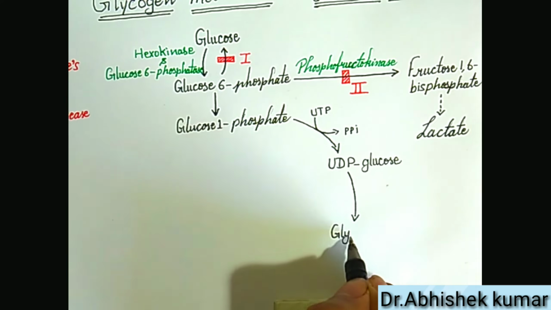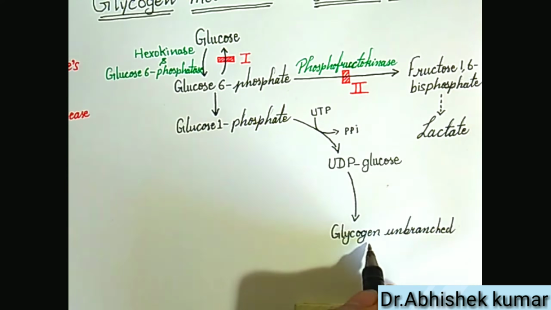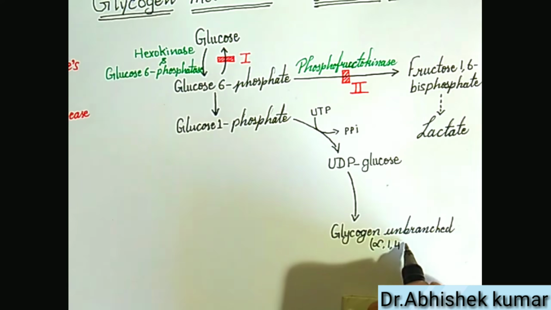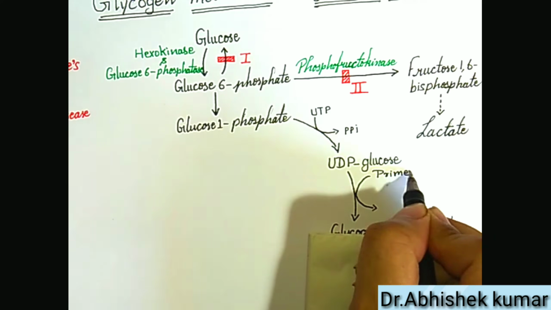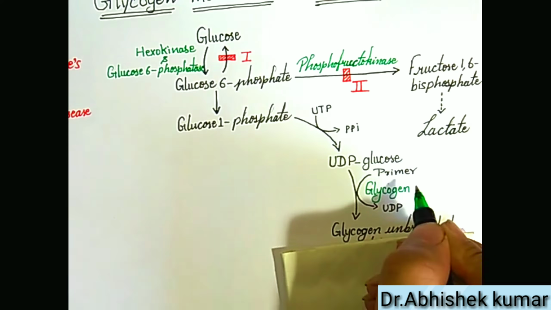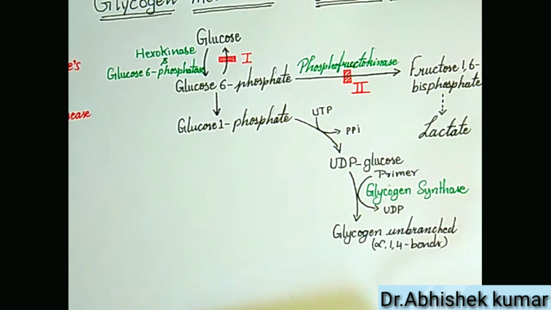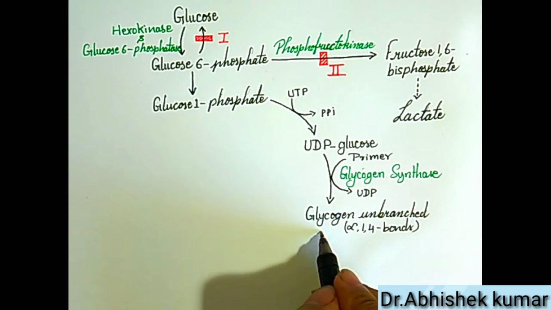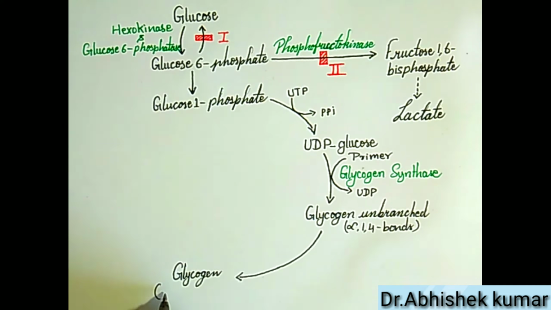Now UDP-glucose will convert into unbranched glycogen with alpha 1,4 bonds. Here the primer is converted to UDP. The enzyme used here is glycogen synthase, which converts UDP-glucose into unbranched glycogen. Now unbranched glycogen will convert into glycogen with alpha 1,4 and alpha 1,6 bonds.